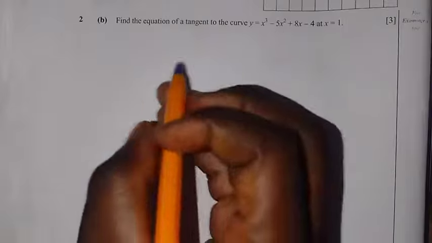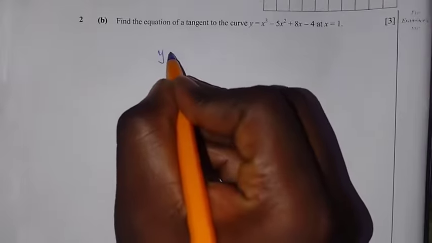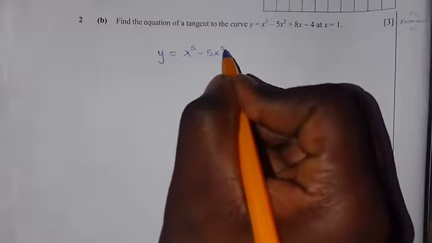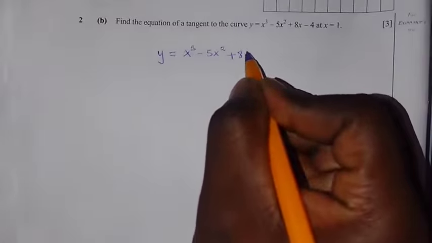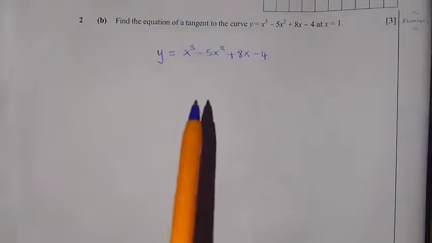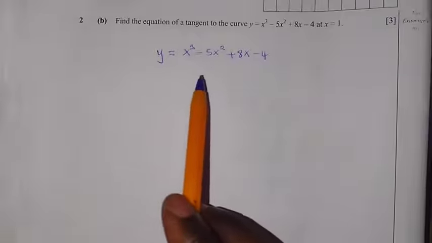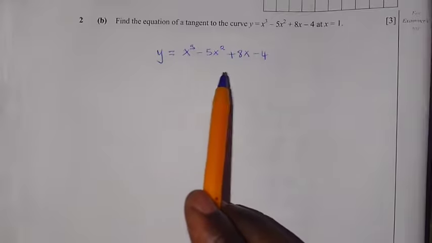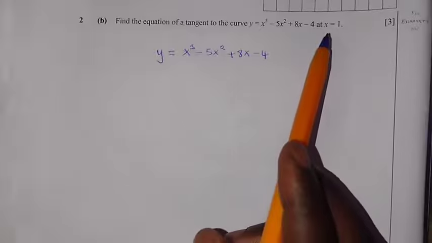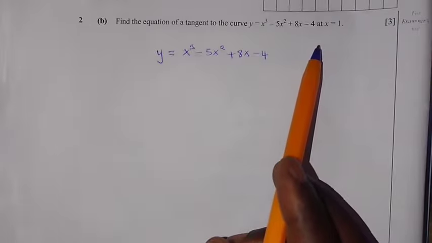So step 1, we are going to write this curve that we have. So we have y is equal to x^3 minus 5x^2 plus 8x, then minus 4. So what we are going to do is, first step, we are going to differentiate this equation that you have been given. When you differentiate this equation, we are going to get the gradient function. Then from that gradient function, we are going to substitute where there is x, we are going to put a 1 so that we come up with the numerical value for the gradient.